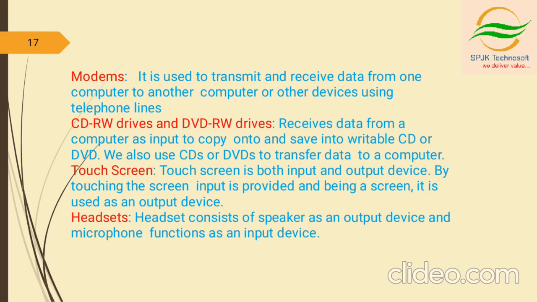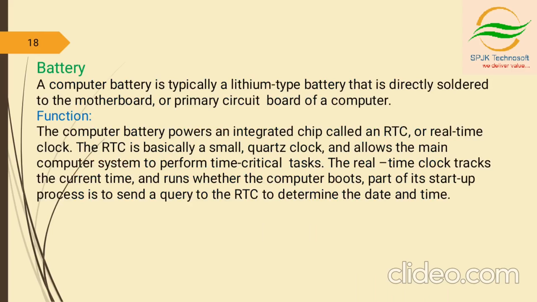Touch screen. With a touch screen, by giving touch, we can use it as an input device, and by displaying the result, we can use it as an output device. Right? Headsets. With the mic, we can give input through voice, and with the ear speakers we can hear the voice. That's the output device. So the headsets act as both input and output devices.